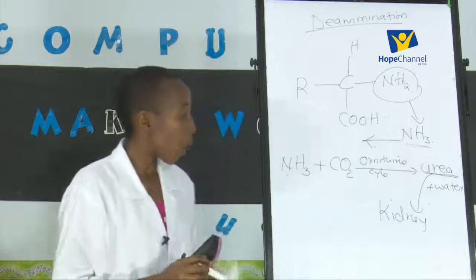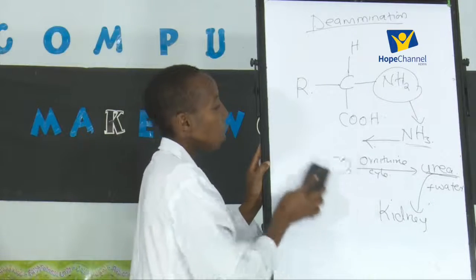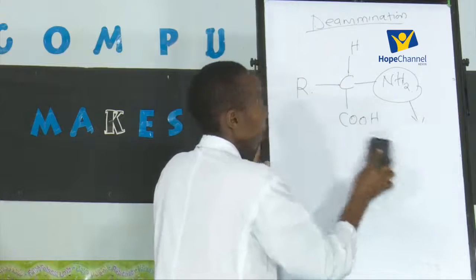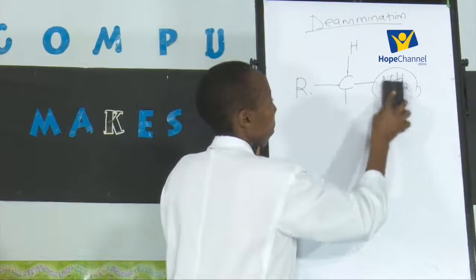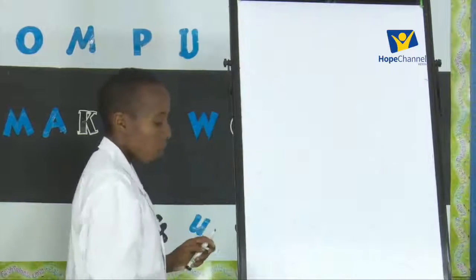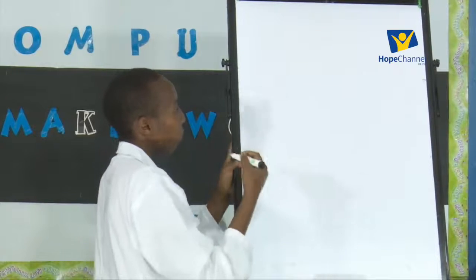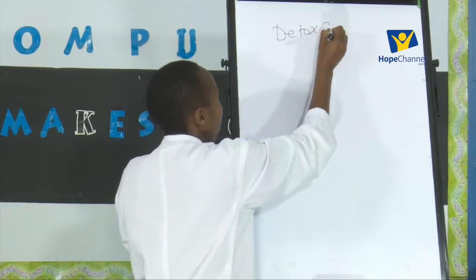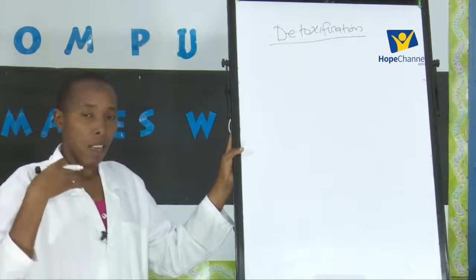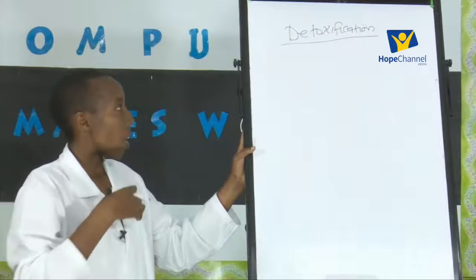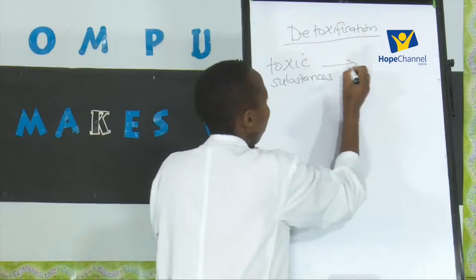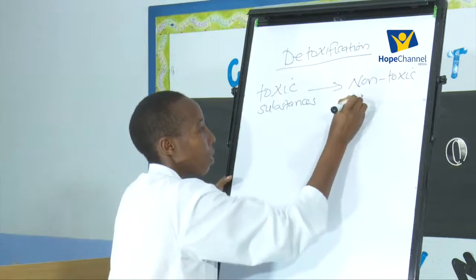Now, another way through which the liver plays the role of excretion is through detoxification. Detoxification means you are converting a toxic substance into a non-toxic one. And that is one of the roles of the liver. We are going to give an example of a process whereby we are able to see detoxification taking place. During detoxification, the more toxic substances are converted into non-toxic substances.